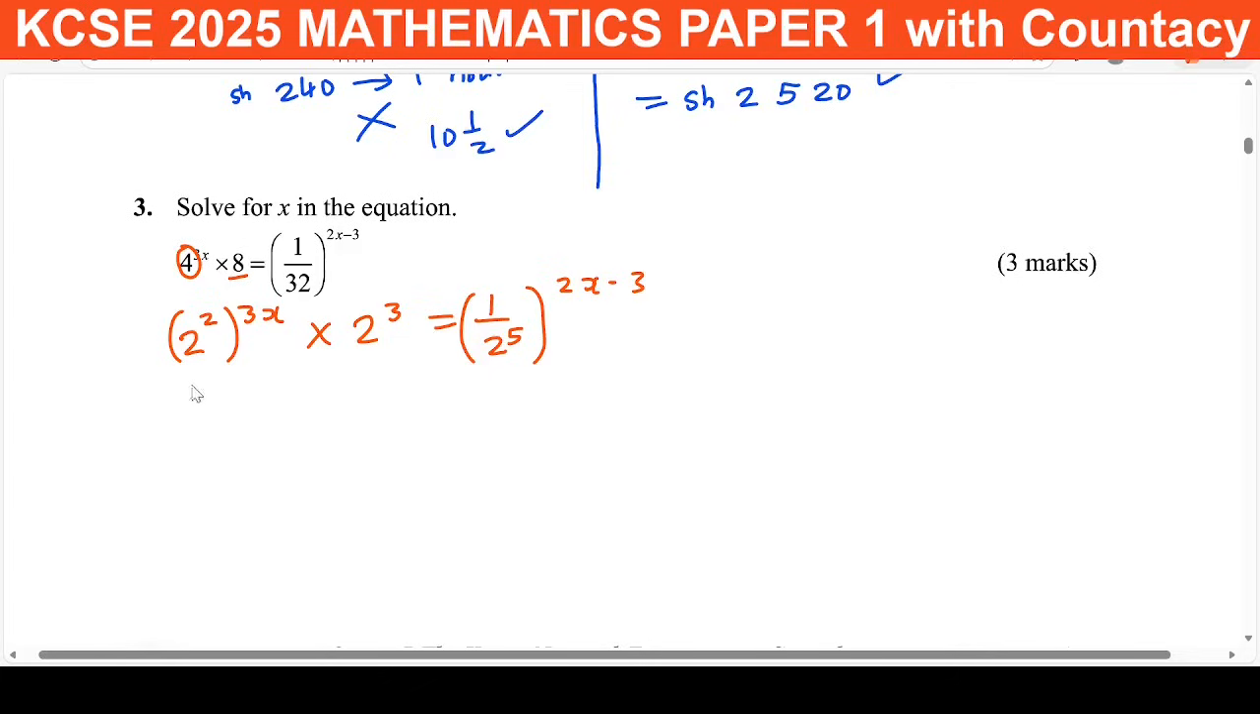The law that we are really using here is this law, that is, if you have a to power m, all to power n, then this one is equivalent to a to power mn. This is the law that is being tested right there, and that is what we get to apply here. So we have 2, so we do 2 multiplied by 3x. That's going to give you 6x. That sounds better. We have 2 to power 3.